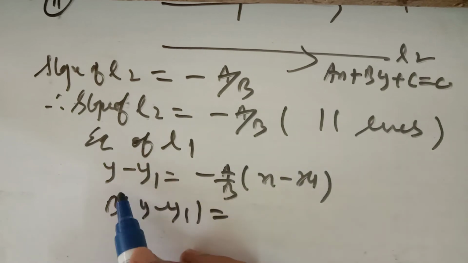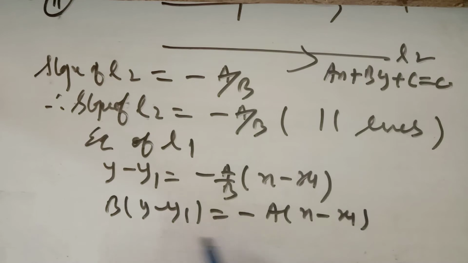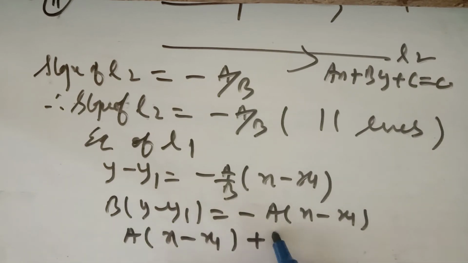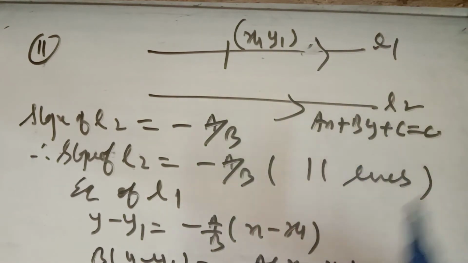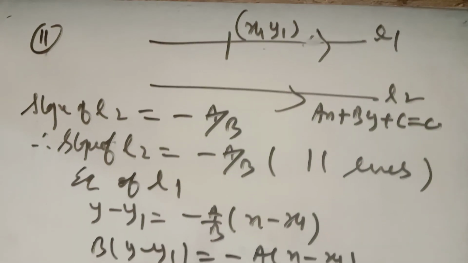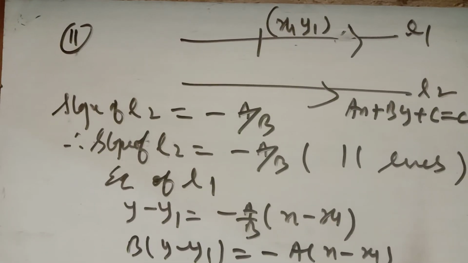So b into y minus y1 is equal to minus a into x minus x1, and you can take it to the left hand side also: a into x minus x1 plus b into y minus y1 equal to 0 is the equation of the line passing through the point x1 y1 and parallel to the line ax plus by plus c equal to 0. So this is the question number 11. See it very carefully.